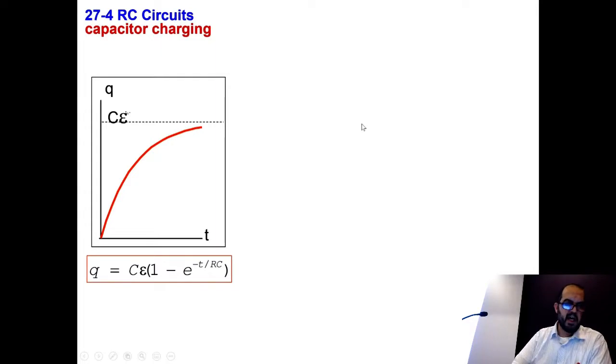Okay, so let's summarize. Charging a capacitor. When you charge a capacitor, this is how the charge behaves. It increases exponentially.